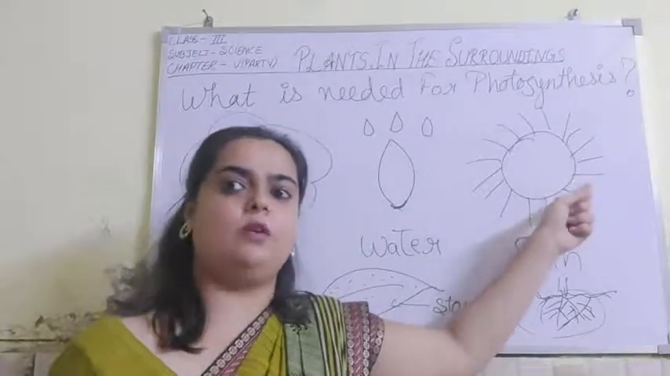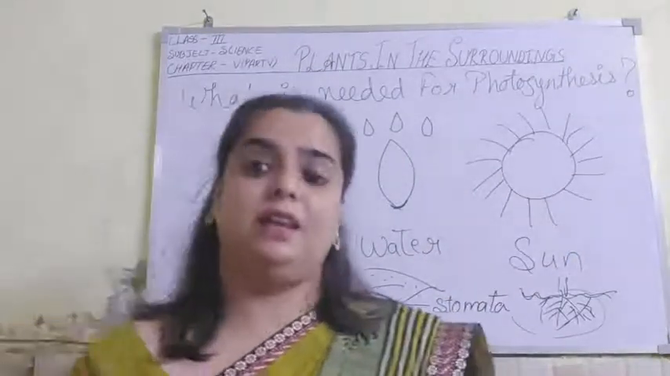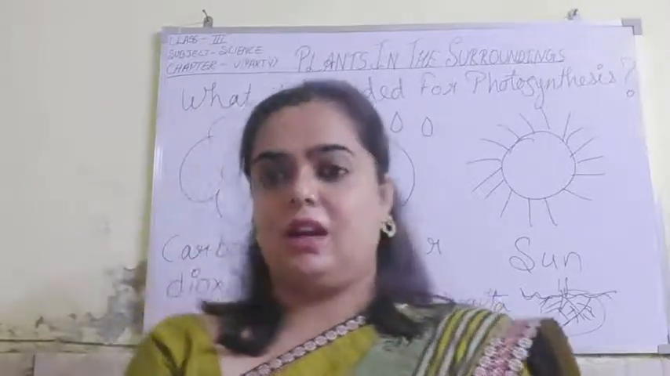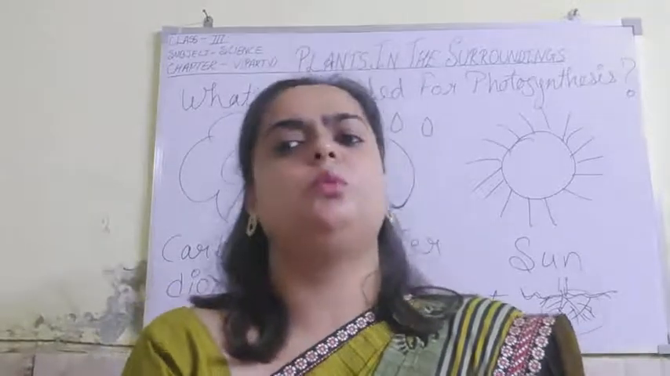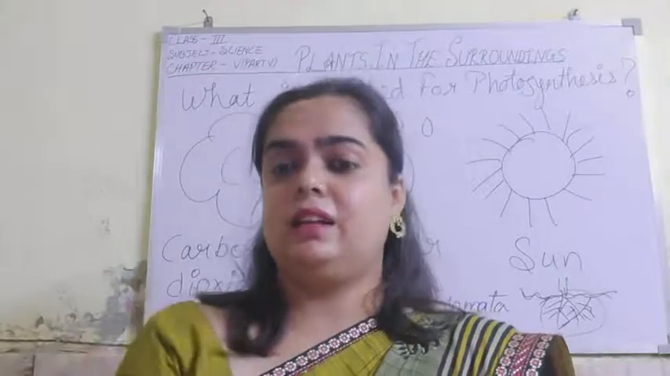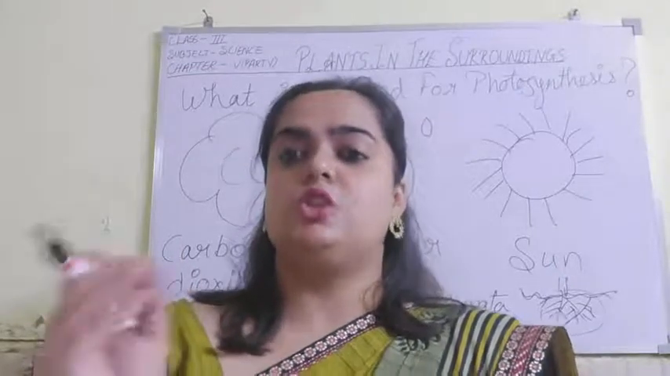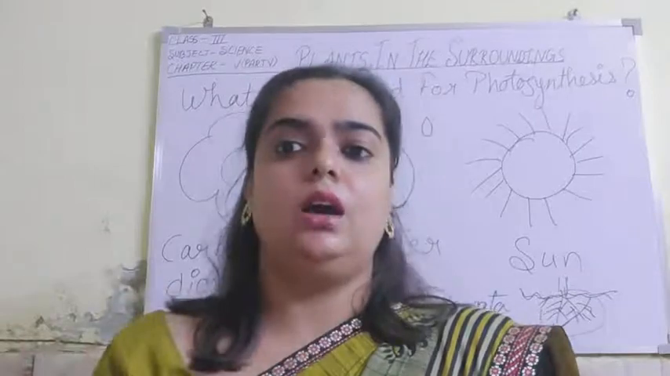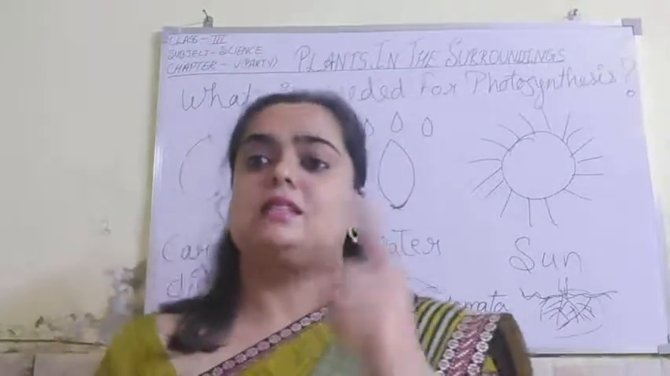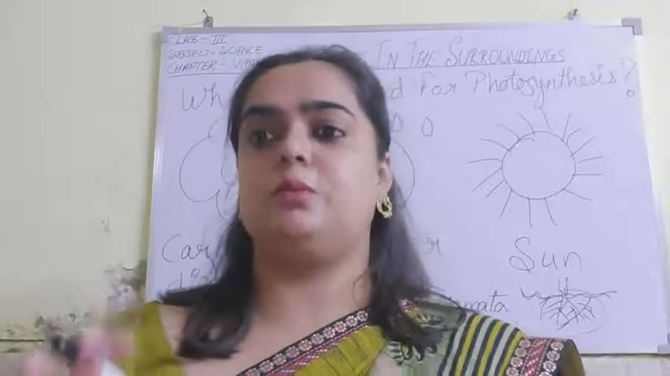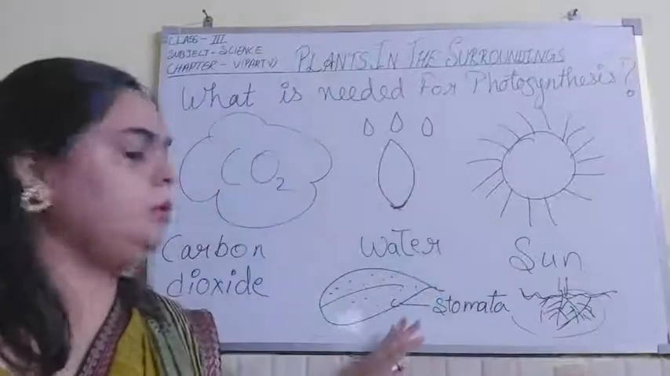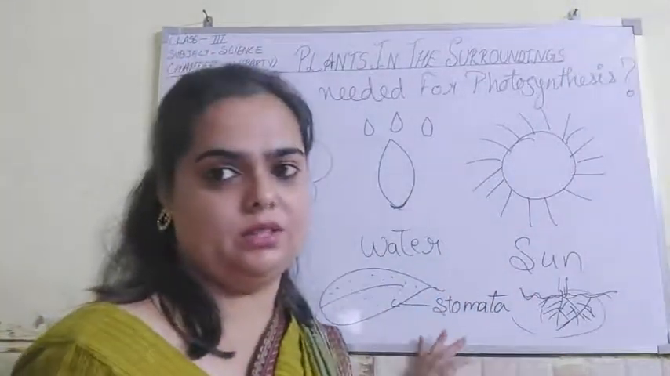Sunlight is absorbed by a green chemical in the leaves. Children, when we were discussing the color of leaves, we discussed that most leaves are green in color. And why are they green? The green color is due to a pigment called chlorophyll, right? And the sunlight is absorbed by that green chemical in the leaf.